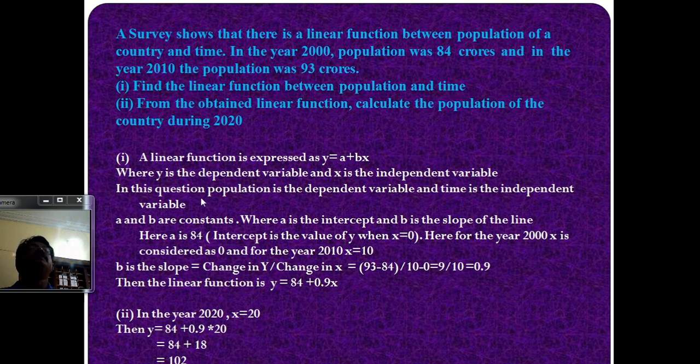Now we move to the second question. What is the population of the country during 2020? In the period of 2000 we consider x is equal to 0, 2010 we consider x is equal to 10, then for 2020 x is equal to 20. Then substitute the value of x in this linear function: y is equal to 84 plus 0.9 into 20, which is equal to 84 plus 18, that is equal to 102. So the meaning is that in the year 2020 the population will be 102 crores.